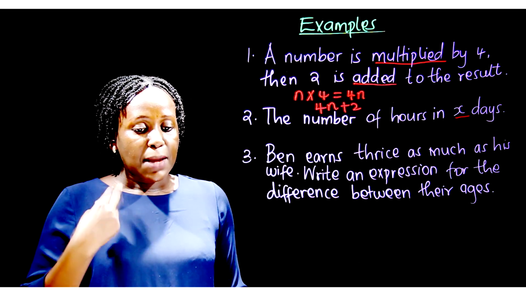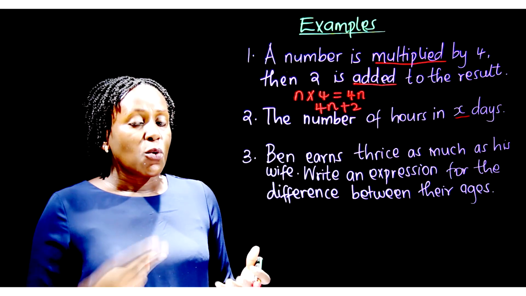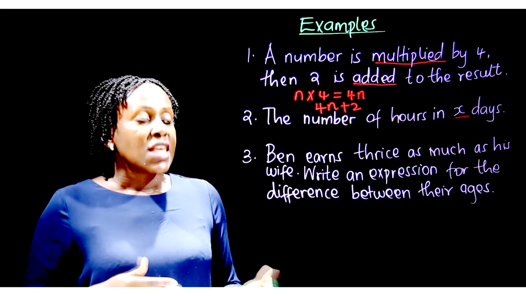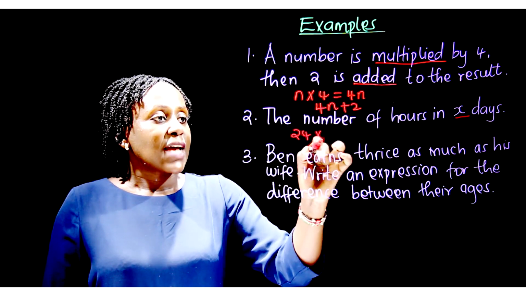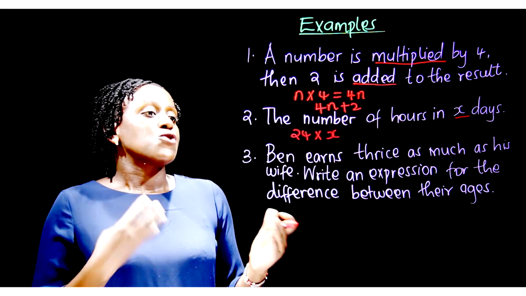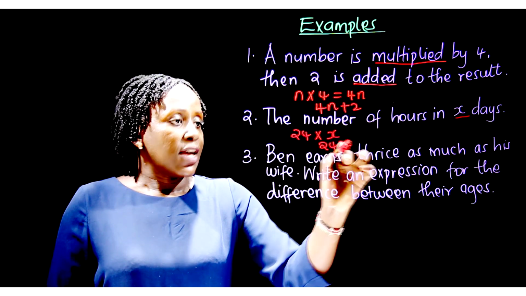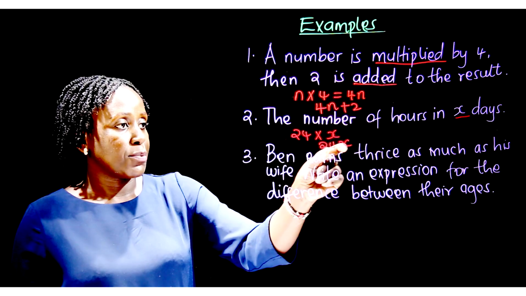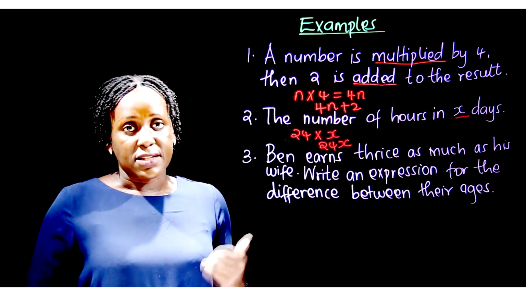So if to get the number of hours in 2 days, we do 24 times 2, where 2 represents the number of days, then in this case, we're going to do 24 times x, because the days are x. So 24 times x is the same as 24x. So this is a representation of the number of hours in x days.